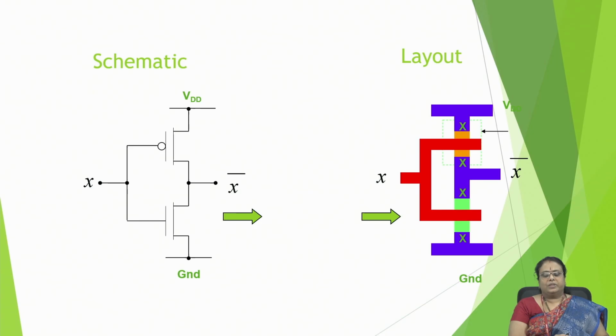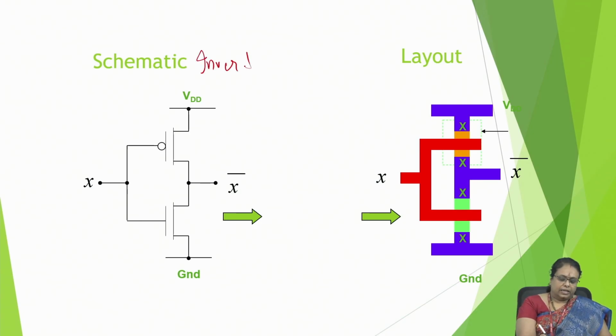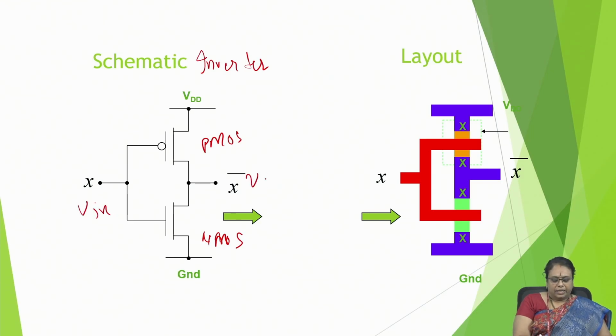Just now I described the inverter, right? So this is a schematic of an inverter circuit. I discussed it already. This is our PMOS transistor. This is our NMOS transistor. And here when I give an input V in, I get V out, which is an inverter. How does this work? We'll just try to understand that.